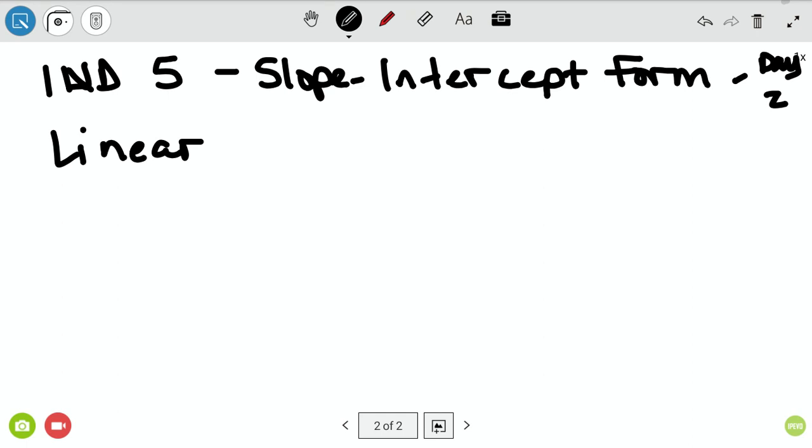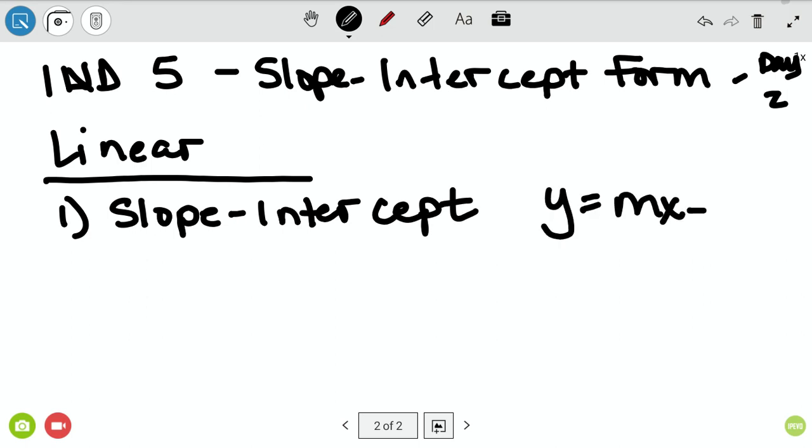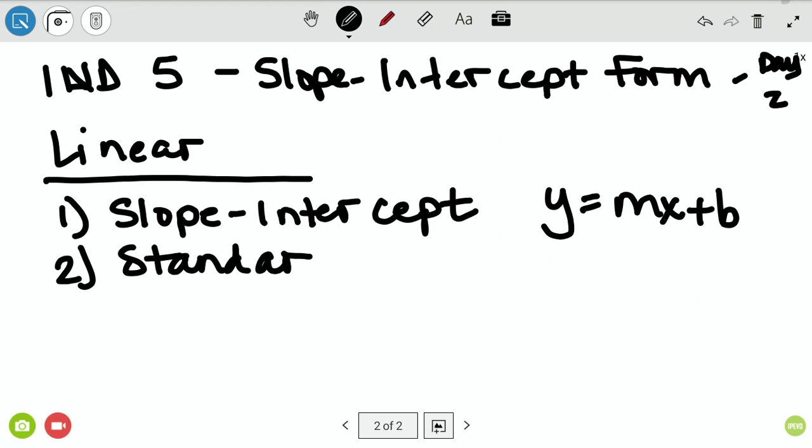Okay, and of the linear equations, we have 3 forms. We have slope-intercept, okay, which is y equals mx plus b. That's what we're going to be dealing with more today. We also, coming up next week, we'll talk about standard, and then we will talk about point slope form.